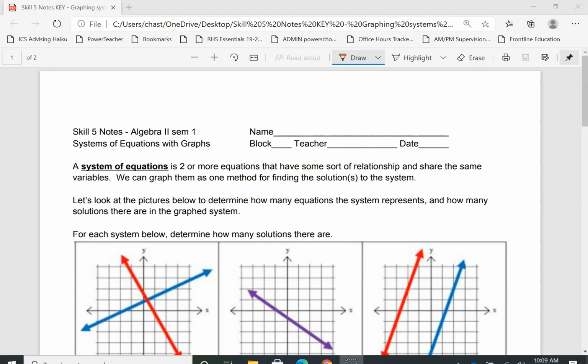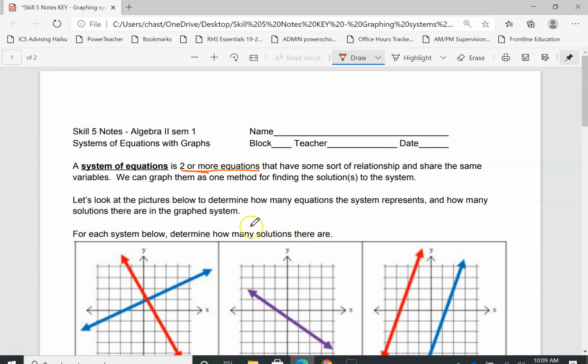Before we do that, let's just talk about what a system of equations is. A system of equations is two or more equations that have some sort of relationship and share the same variables. We can graph them as one method for finding the solution or possibly solutions to a system.